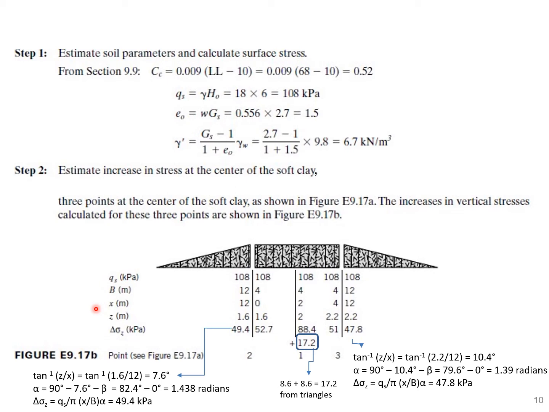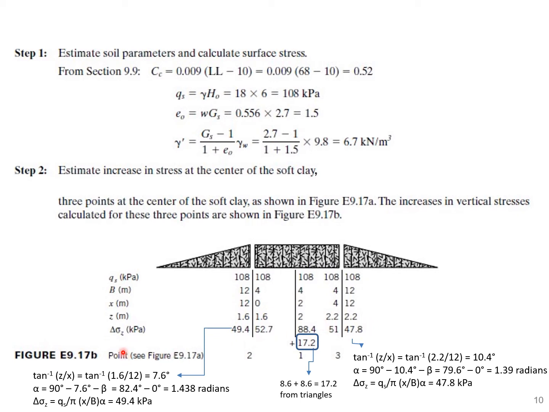X is the distance which I showed on the previous figure, so that is 12 over here considering that triangle. But when you are considering this one, that is the central part, it is 0 over here, 2 over here, and 4 over here. Again, for the triangle, as x is being measured from this point, so this is 12. And z is the depth up to the center of the compressible layer, clay layer. So that's 1.6, 1.6, 2, 2.2, and 2.2.